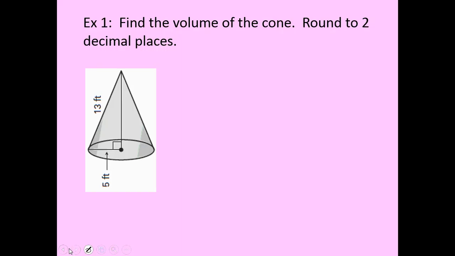All right, so let's do one volume example here. Find the volume of the cone, round to 2 decimal places. So we have this cone here. It looks like it's labeled in feet. We have a radius here of 5. We have the slant height given as 13. So we can go ahead and find that volume. Volume again is 1/3 pi r squared times h.